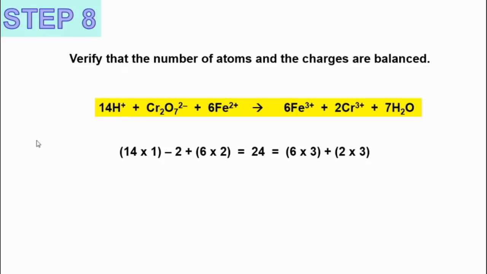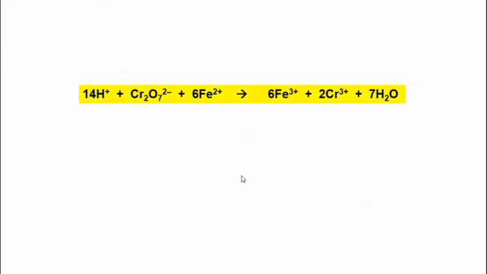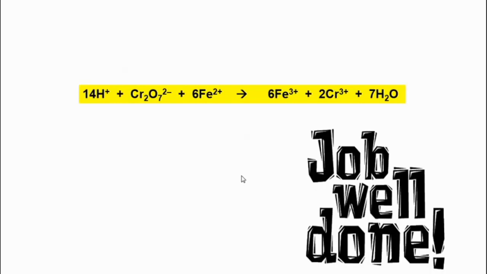And then let's check the charges. So here 14, and then the Cr2O7 2-, that is minus 2, and 6 times 2 plus, so the total would be 24. So the charge on the left side is plus 24, and how about on the right side? 6 times 3, 18, plus 2 times 3 is 6, water is 0, so if we total this up, we also get 24. So it means that both sides, the charges are balanced. Good job, congratulations. We have balanced this equation.